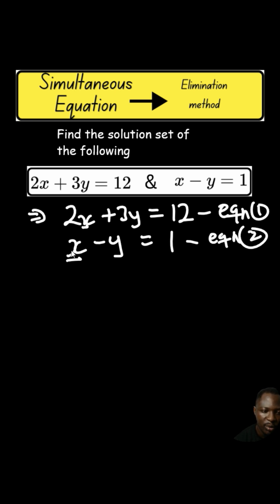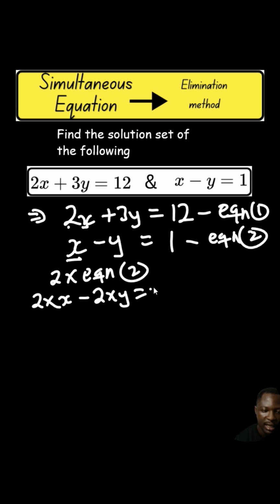So we want to make the coefficient of x in both equations the same. We need to multiply this 2 here by the whole of equation 2, and then multiply the 1 here by the whole of equation 1. So let's start. 2 times equation 2: we're going to have 2 times x, 2 times y and 2 times 1. 2 times x gives me 2x, minus 2y, and then I'll have 2.